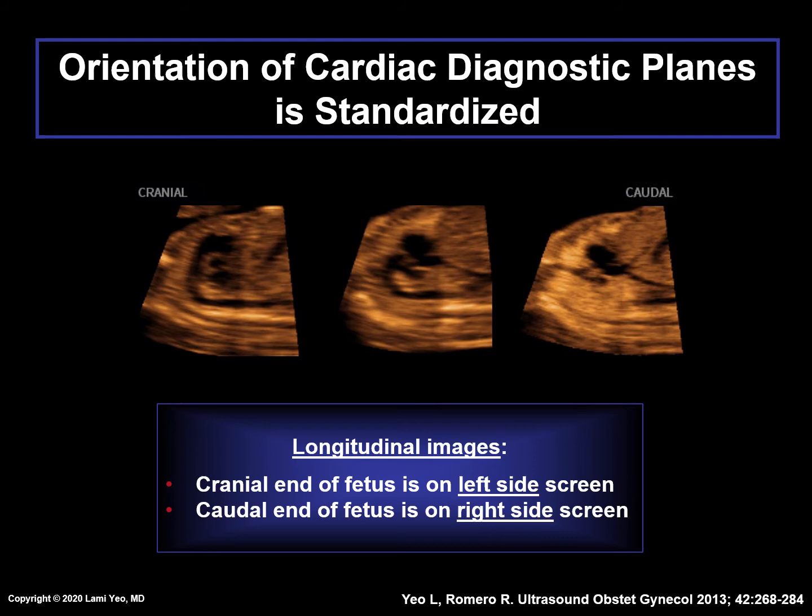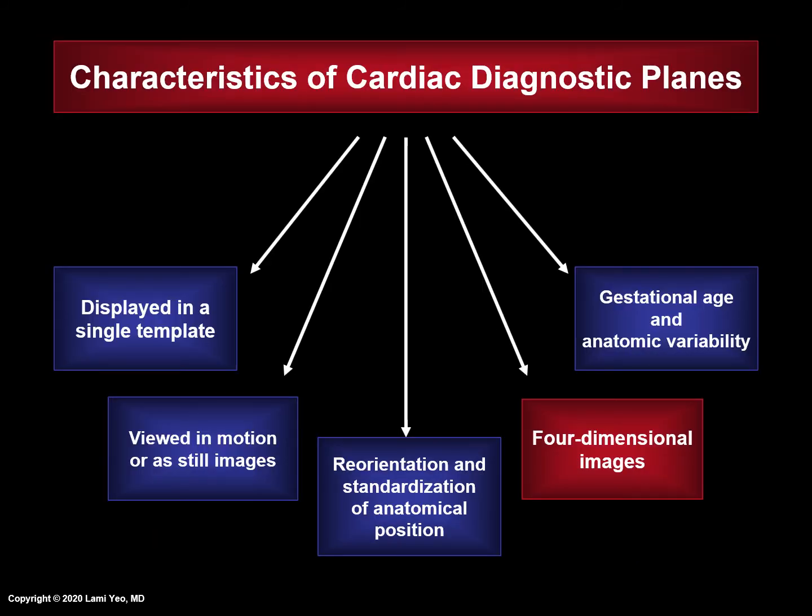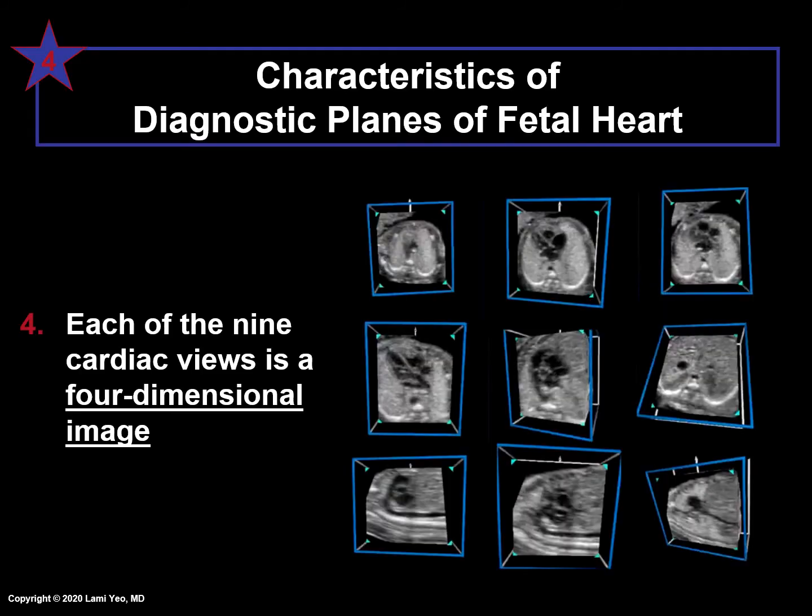The longitudinal cardiac diagnostic planes are also standardized so that the cranial end of the fetus is on the left side of the screen, while the caudal end of the fetus is on the right side of the screen. Another characteristic of the 9 cardiac diagnostic planes is that each of them are 4-dimensional images. Although the diagnostic planes appear as if they are a single plane, this is actually not the case. Each cardiac view is a 4-dimensional image.